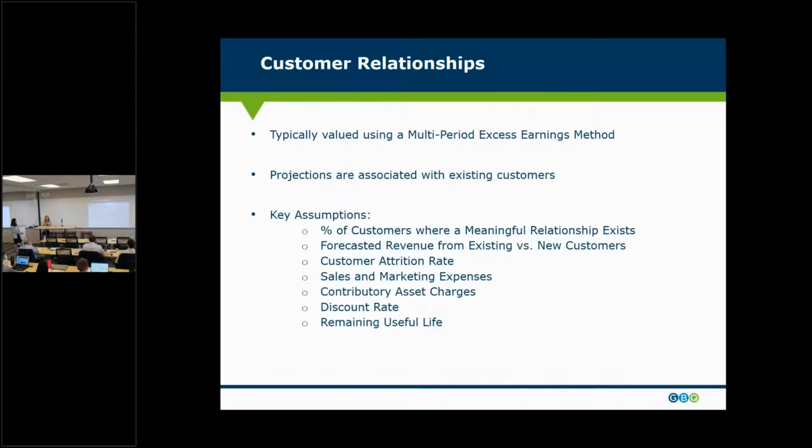From there, we'll apply an attrition rate. We'll look at any adjustments to selling and marketing, because again, we're only trying to burden those expenses to the current customers, so no future sales and marketing expenses. We'll also look at contributory asset charges, so charges for debt-free working capital and intangible assets. We'll look at a discount rate, and then we'll also consider the remaining useful life.